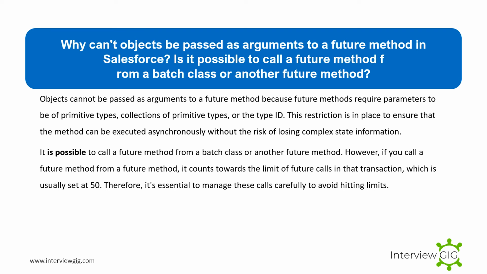However, if you call a future method from a future method, it counts towards the limit of future calls in that transaction, which is usually set at 50. Therefore, it's essential to manage these calls carefully to avoid hitting limits.